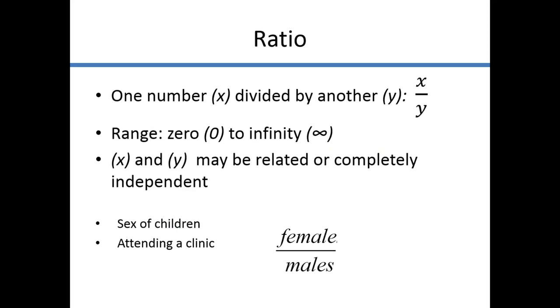One number divided by another number is a ratio. And a ratio ranges from 0 to infinity. Of course, if y is 0 and x is positive, it's infinity. If x is 0 and y is positive, it's 0. So they can be related or completely independent, like the sex of people attending a clinic. So the number of females divided by the number of males is a simple ratio.